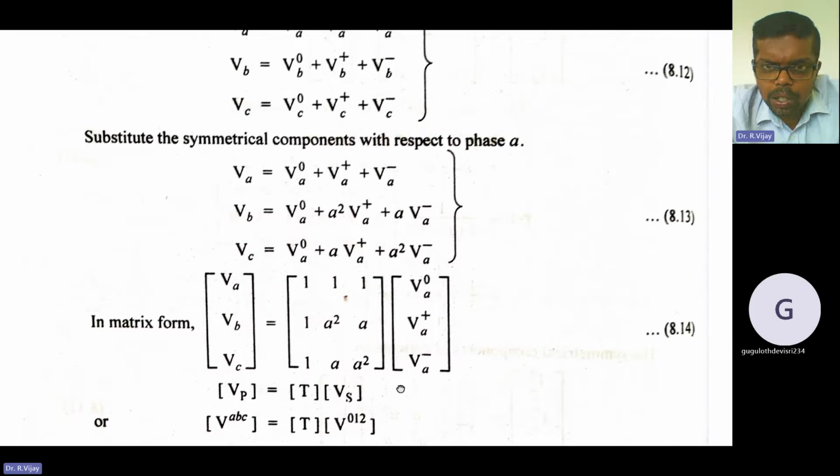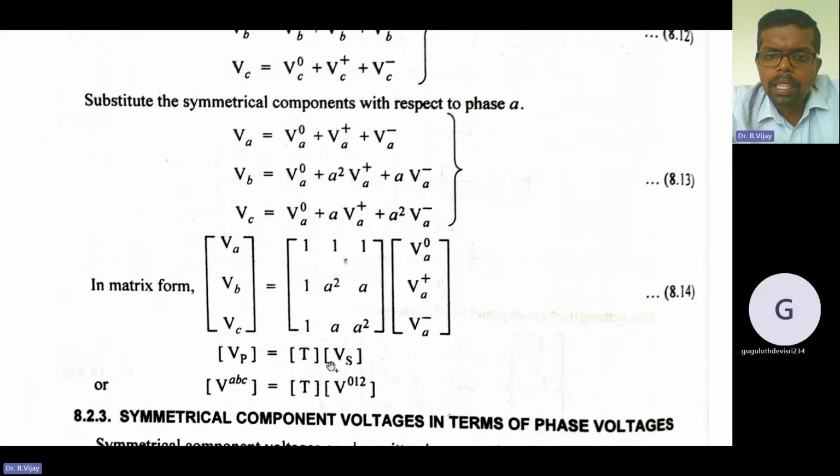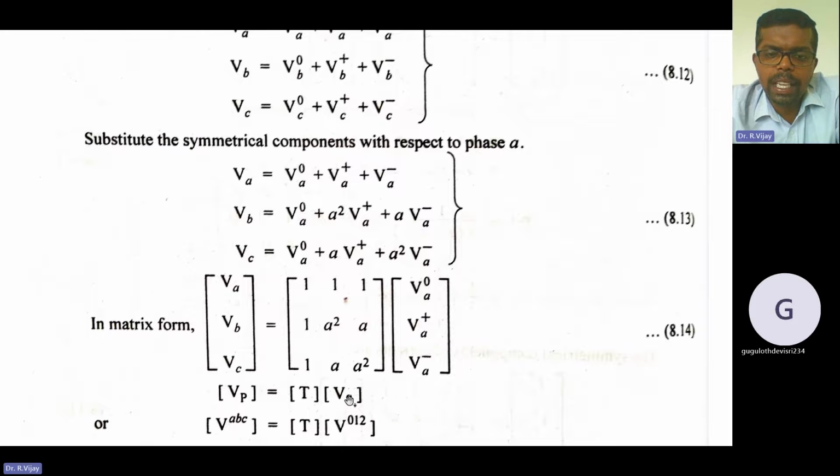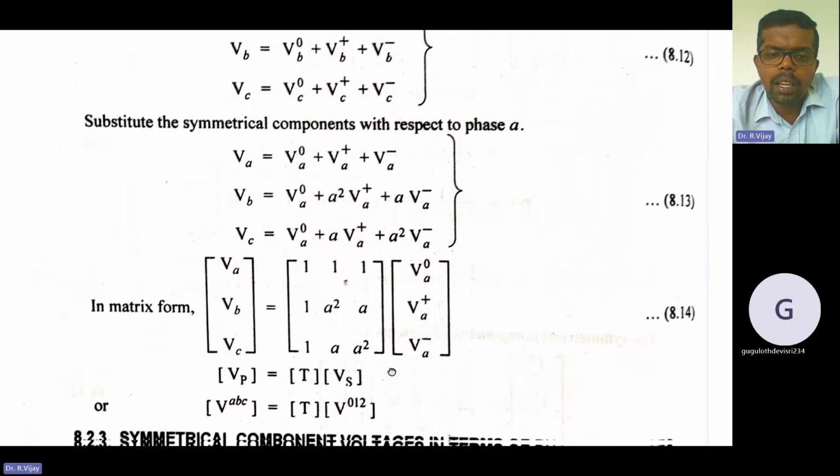For current also they may ask the same. Convert the phase quantity into zero, positive and negative sequence components. Phase components into the zero, positive and negative sequence components. That is sequence voltage components. Like that also they may ask.